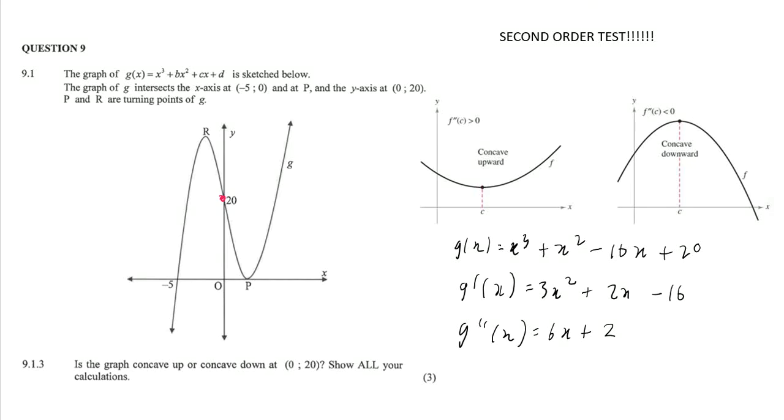Okay, so let's finish off question number 9, and we're at 9.1.3, where they asked us to determine whether the graph is concave up or down in this point over here. Now, what you'll need is the second order test, or the second derivative test. And what's important here, I put in a small schematic for you.